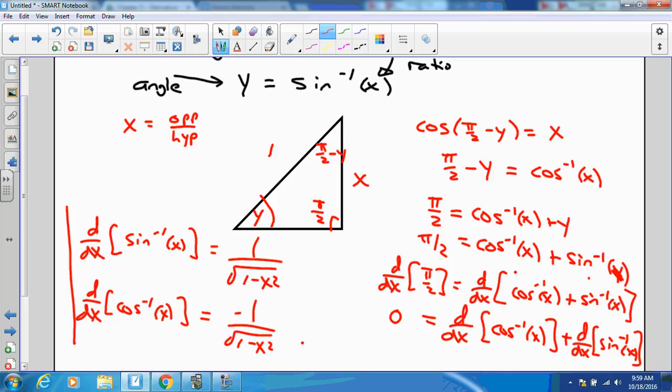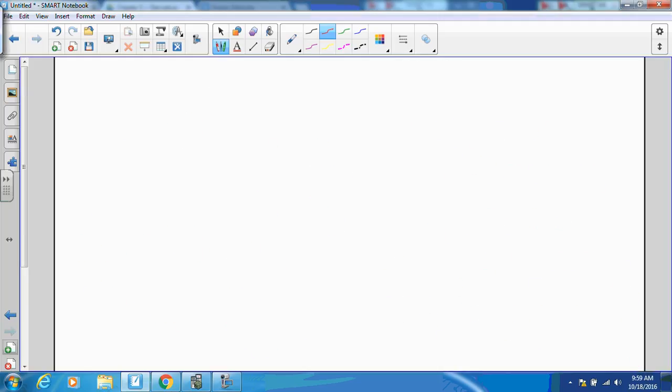So the idea here is that I can see from the triangle that they are complementary angles. And then from that, the derivative stuff follows. Specifically, the derivatives are opposites of each other. Okay? So that's right triangle analysis.